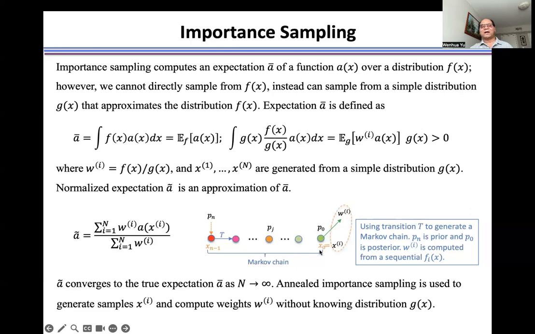And we use the final x0 as the independent sample x. So we use this independent sample x and weight w. We can calculate the normalized expectation.